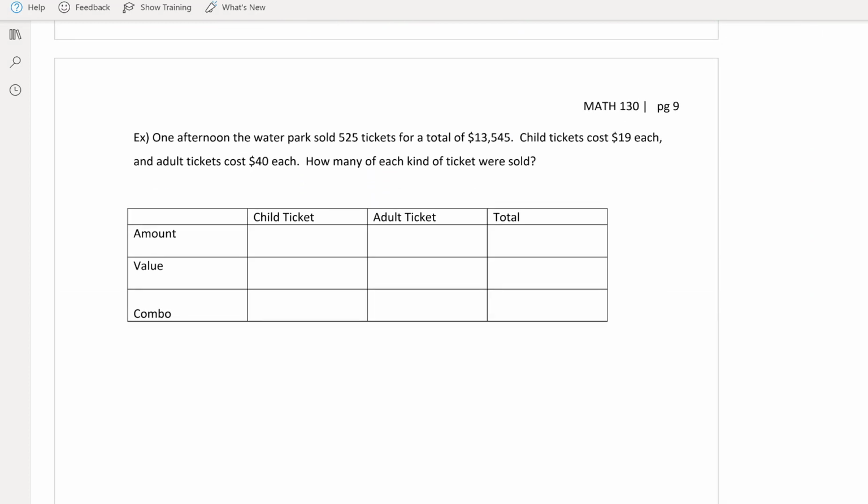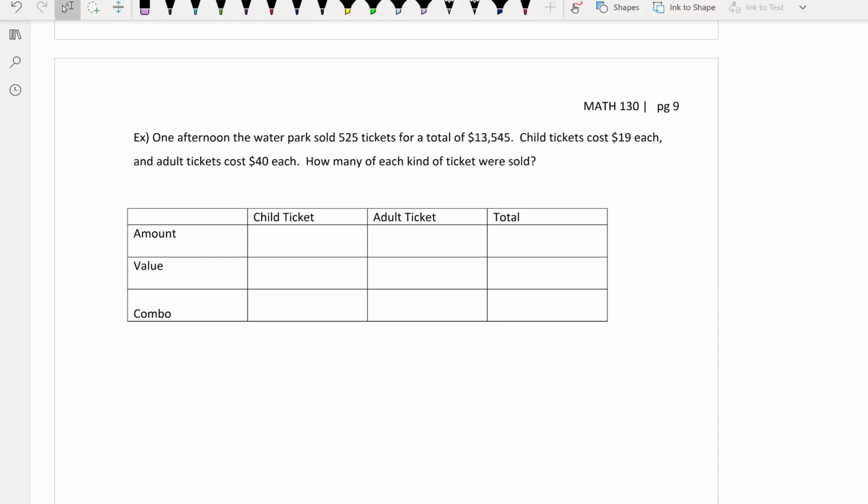Okay, so our next word problem. We're going to be talking about tickets. One afternoon, the water park sold 525 tickets for a total of $13,545. Child tickets cost $19 each, and adult tickets cost $40 each. How many of each kind of ticket were sold?